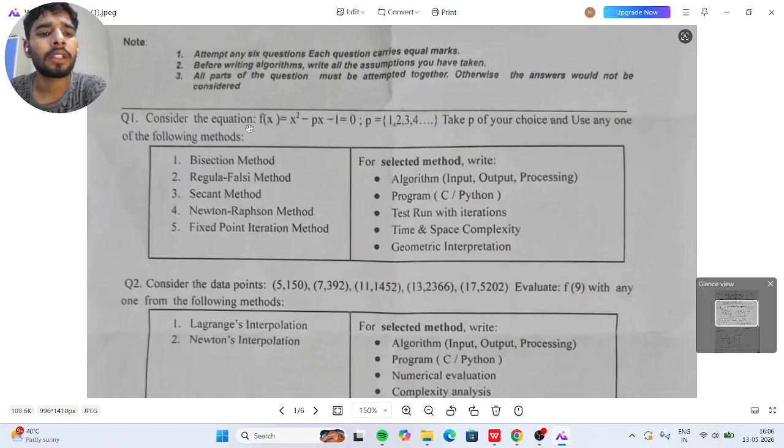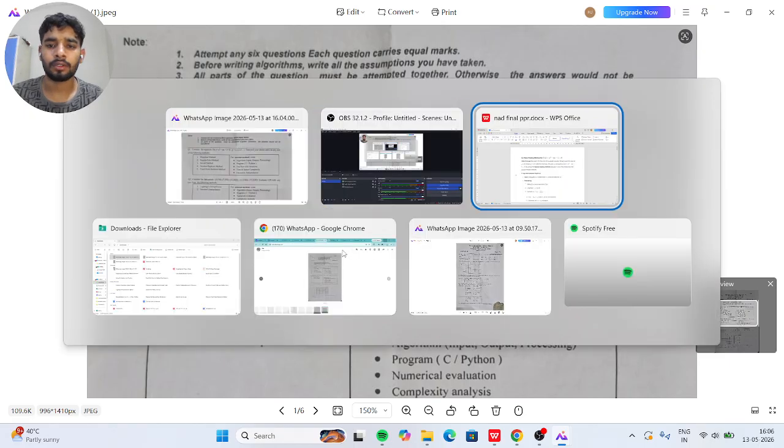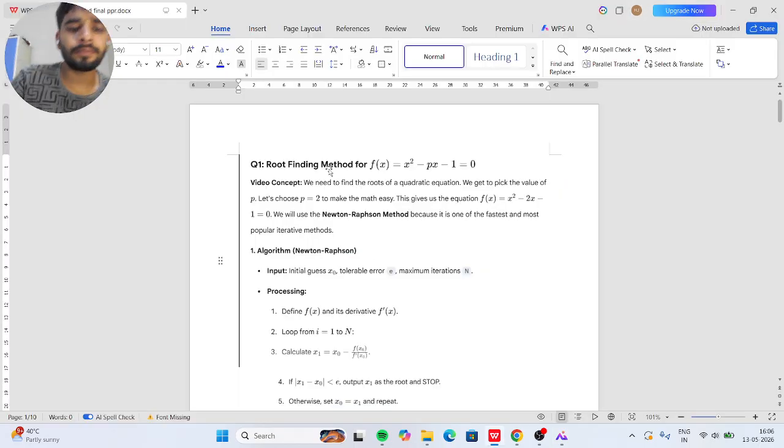It says, consider the equation f(x) = x² − 3x − 1 = 0, where p = 1, 2, 3, 4, etc. Take p of your choice and use any one of the following methods below, and for the selected method, write these options. So we're going to solve the first question here.